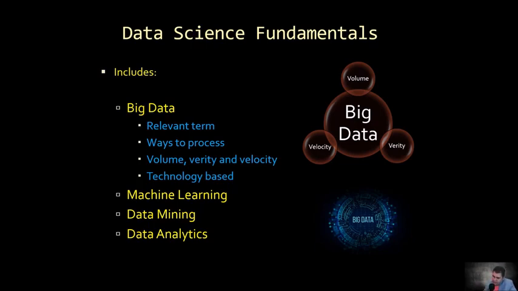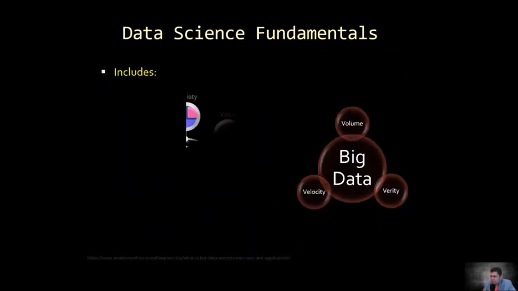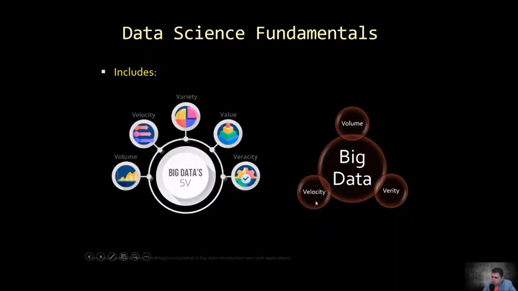The three concepts that we look at in our course are volume, variety, and velocity. Actually, there are more models for big data, and some of them use even more than five, but in our course we'll use the three. The big data is always technology based. To compare between these two models, this is the model that we're going to use in our course: just volume, variety, and velocity.